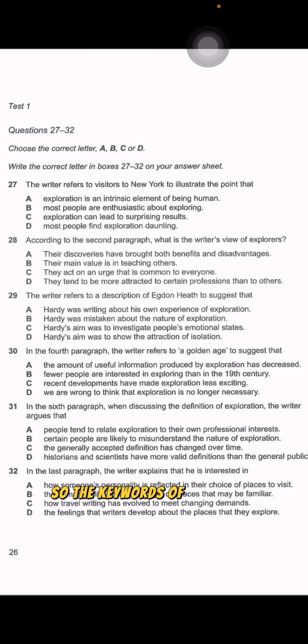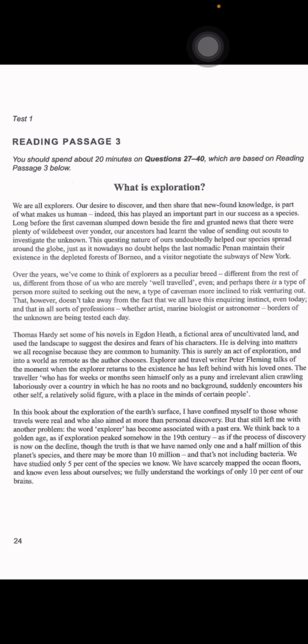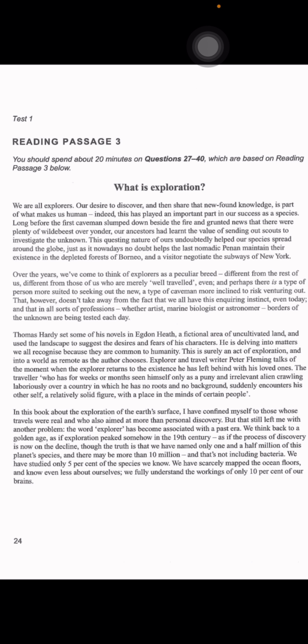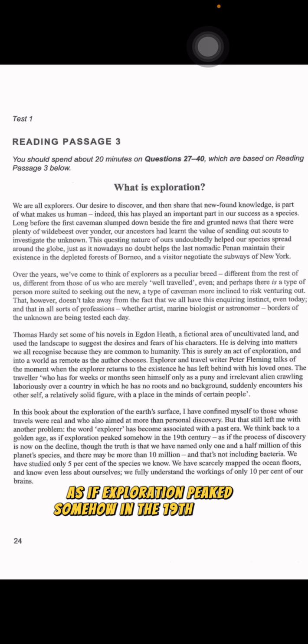31. In the fourth paragraph, the writer refers to a golden age to suggest that. So the keywords of this question are a golden age, fourth paragraph. So I can find the keywords golden age in paragraph 4, third line onward. We think back to a golden age as if exploration peaked somehow in the 19th century, as if the process of discovery is now on the decline.